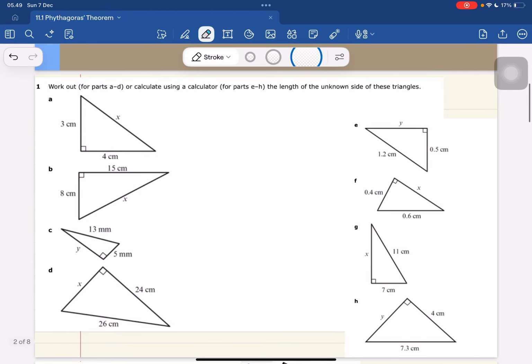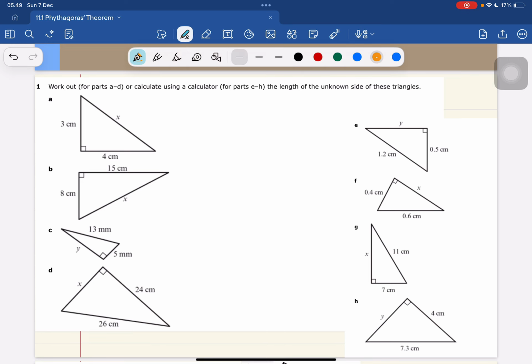Hi, in this video, I'm going to solve practice questions for Pythagoras theorem. Let's look at number 1. So we need to work out the unknown side of this triangle. So for Pythagoras, the hypotenuse is the longest line, and then a squared plus b squared.